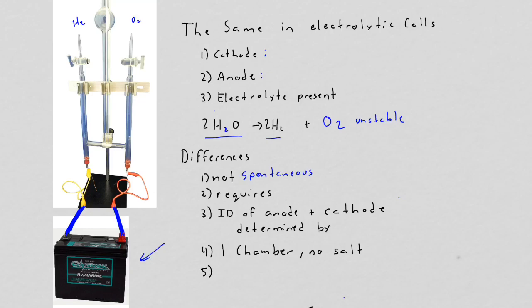So first of all, it's not spontaneous. Second of all, it requires a power source. And the power source is going to be something that's DC, direct current electric. That means it could be a battery or a device that converts the AC from the wall into DC current. Now, what is the same about this?